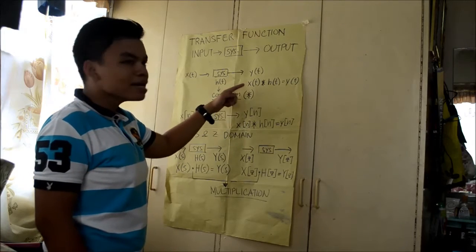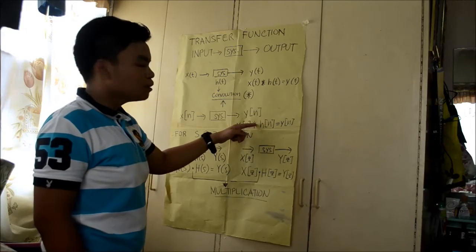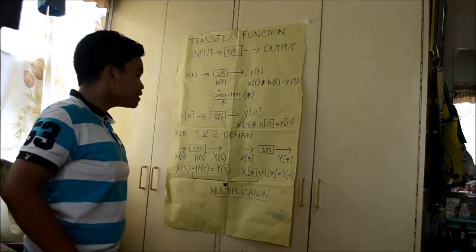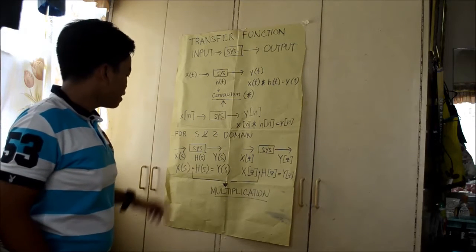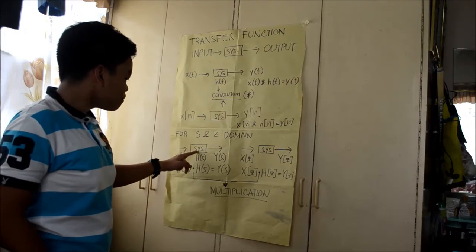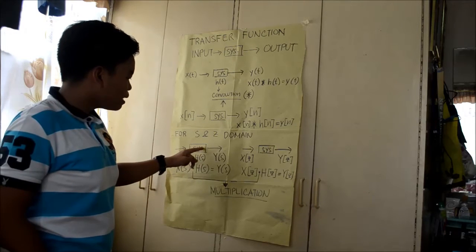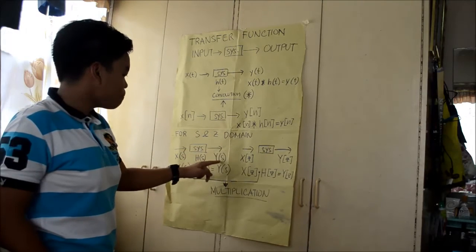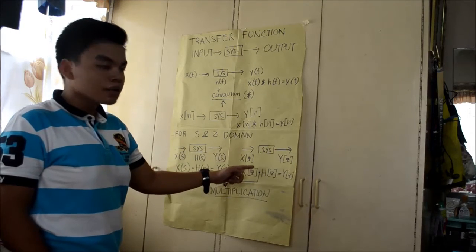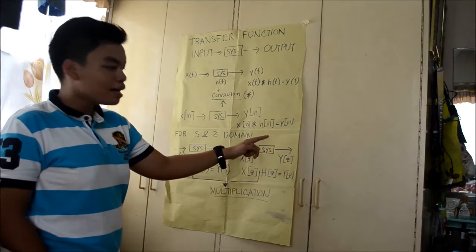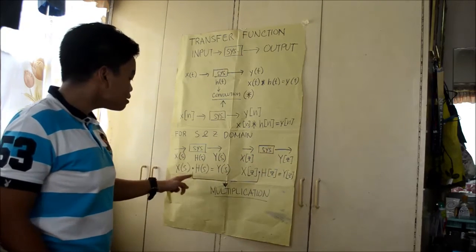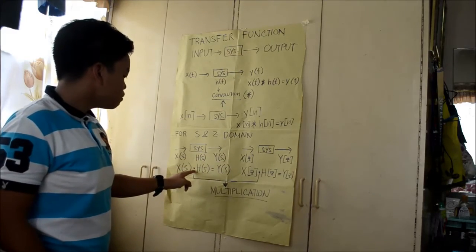For the time domain and the n domain, the operation we will be using is convolution. For the s and z domains, capital X of s enters the system H of s, and will leave the system as Y of s as output. Then for the z domain, X of z enters the system, then leaves the system as Y of z. The operation that we'll be using is multiplication.